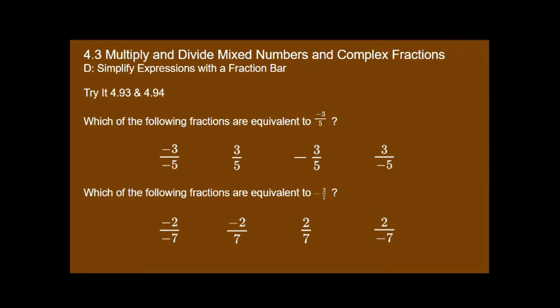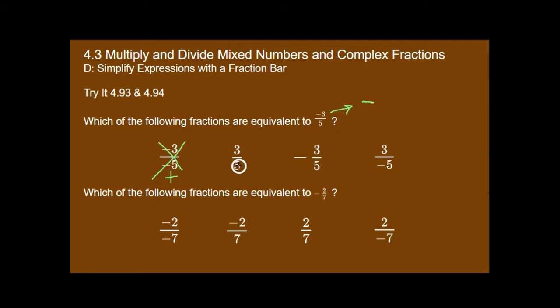Okay, let's go through this. The first one that we are looking at is negative 3/5, and we know that this is going to give us a negative fraction. So let's go through each of these and see if it's a negative or a positive fraction. A negative and a negative is a positive fraction, so this one is not equivalent.